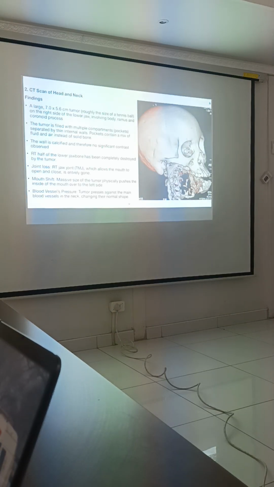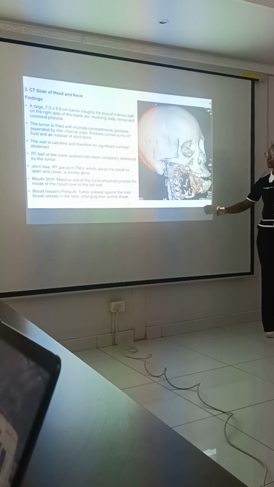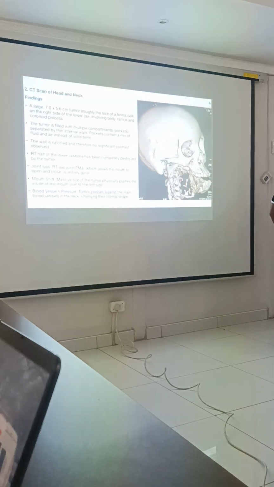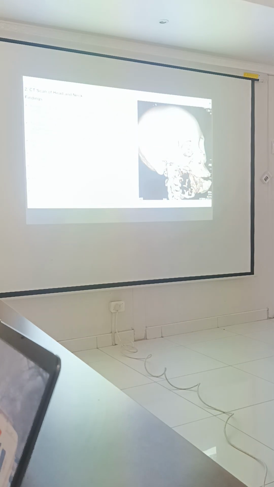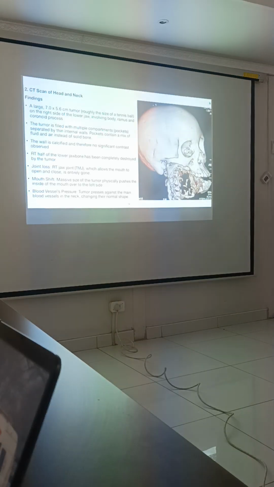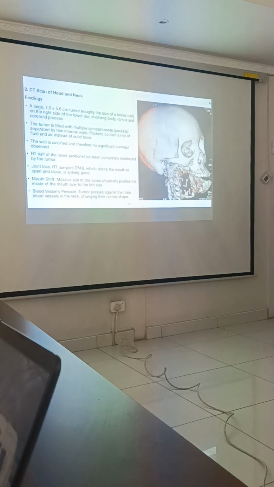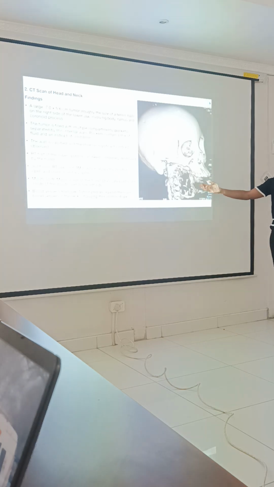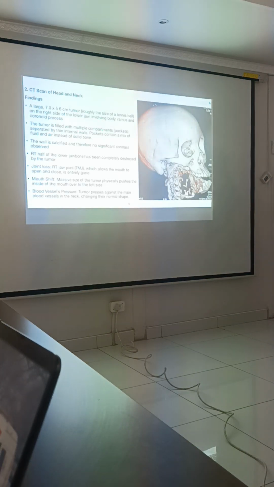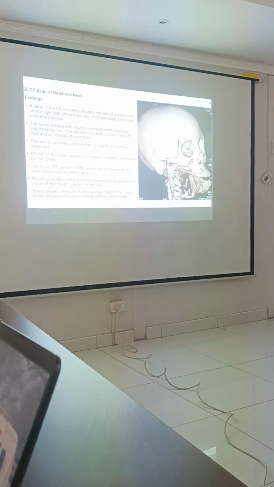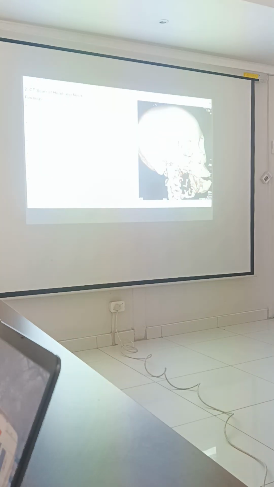And the tumor was filled with multiple compartments or pockets, which were separated by internal walls, as shown in the image here. So these pockets contained a mixture of air and fluid instead of solid bone as you'd expect. There was calcification of the bones, and as we can see, this entire part had been destroyed. And then there was shifting of the mouth due to the massive size of the tumor. And there was also compression of the blood vessels in the involved regions, which caused them to change in shape.